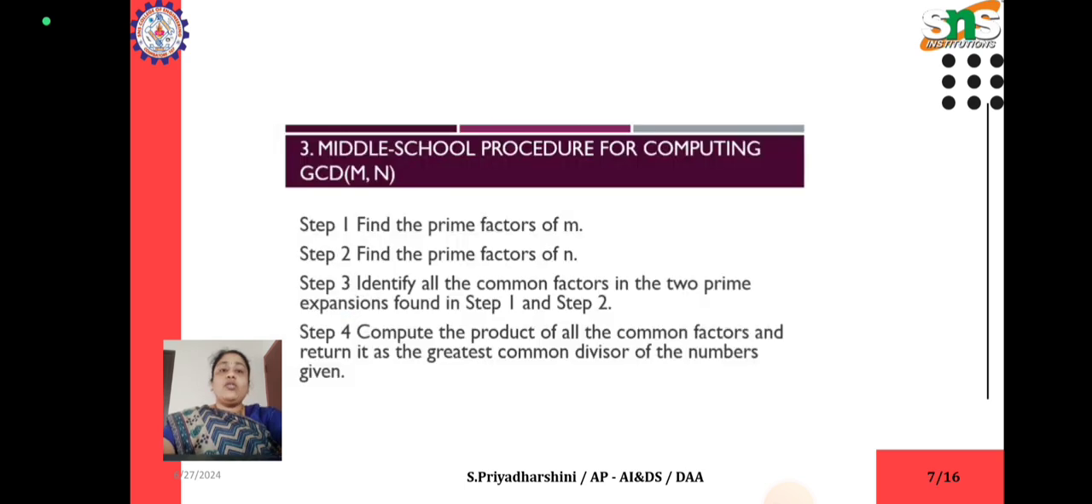The same thing can also be written by the middle school procedure. Step 1: find the prime factors of m. Step 2: find the prime factors of n. Step 3: identify all the common factors in the prime expansions, then compute the product of the common factors and return it as the greatest common divisor of the numbers given. So these are the ways the same algorithm can be written.